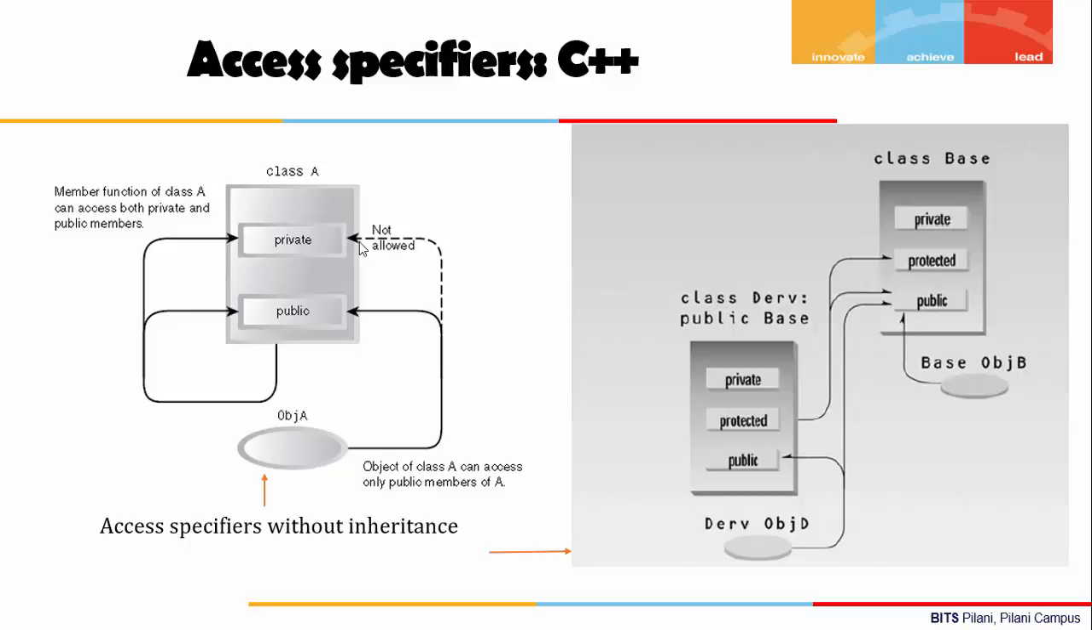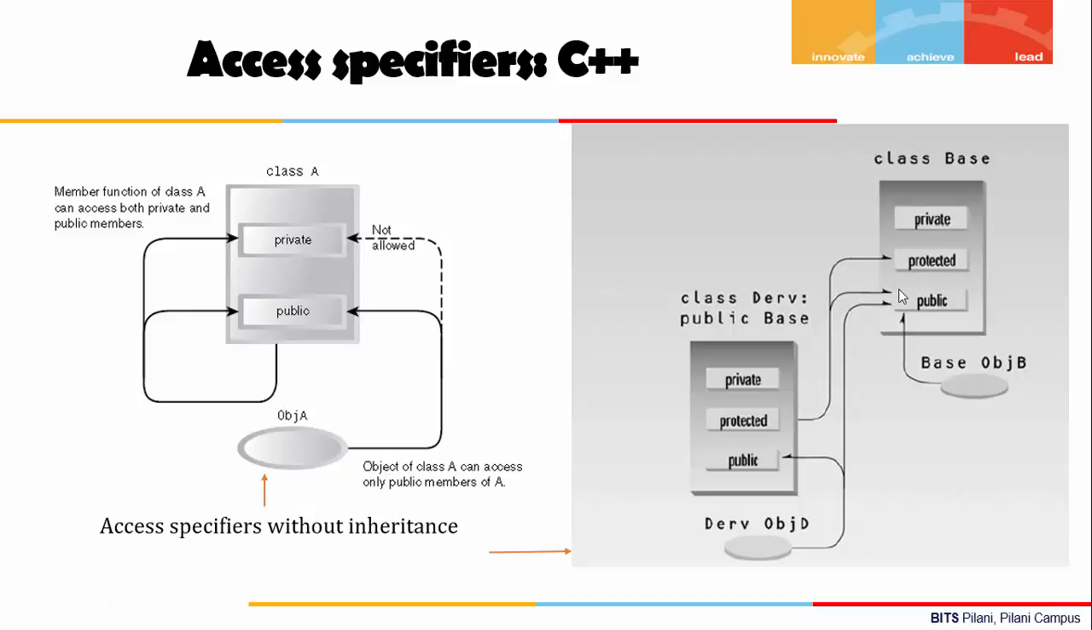But in case of inheritance, we can access only the public and protected member functions. So if you see this object, it can access the public of this one and the public of this one. Again, we have protected member functions which can access protected and public member functions of the base class.